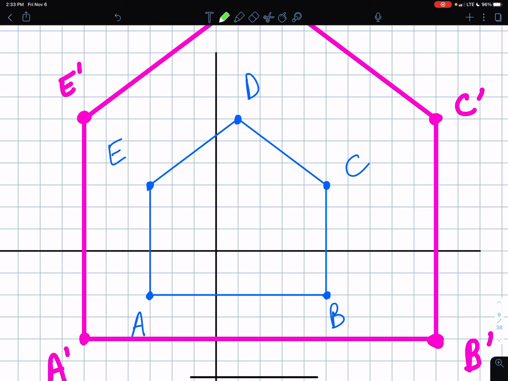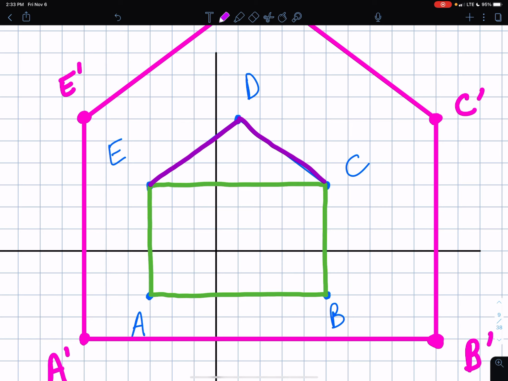Right? And so here's kind of what I mean by that. If we look at our pentagon here, our little house, in green, what I am doing is showing you that the bottom of this house is just a rectangle, and we can definitely find the area of that rectangle. And the top of our pentagon is just a triangle, and we can definitely find the area of that.